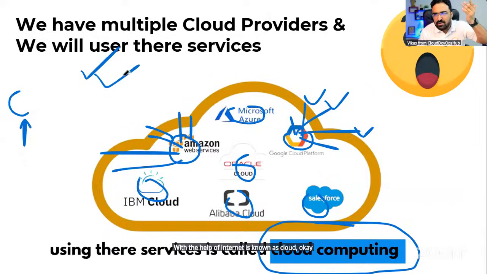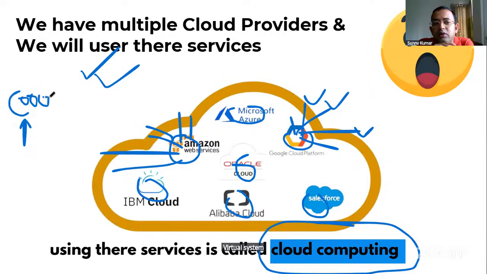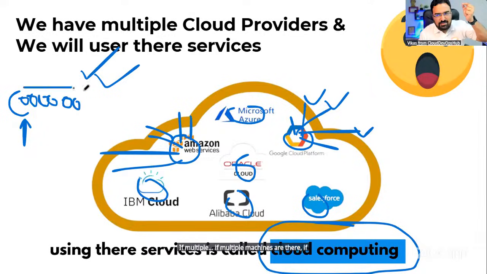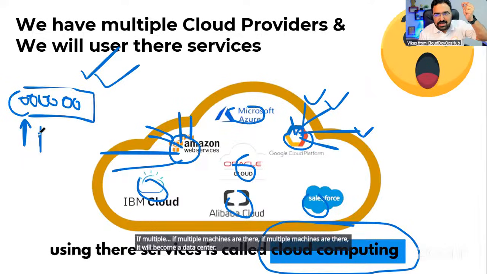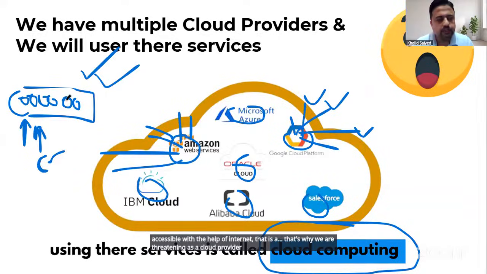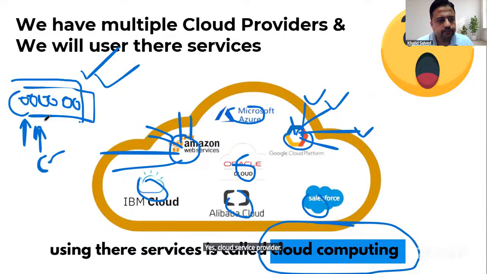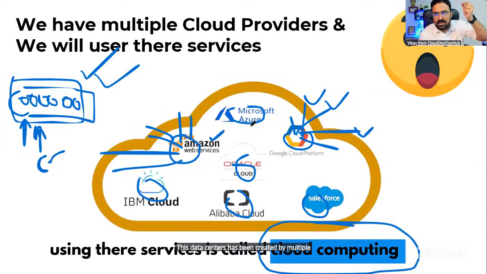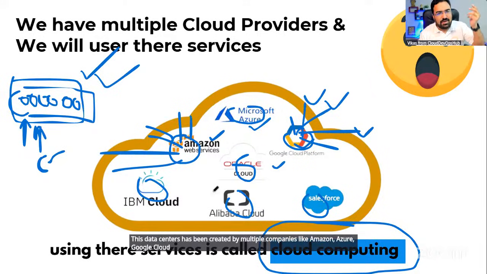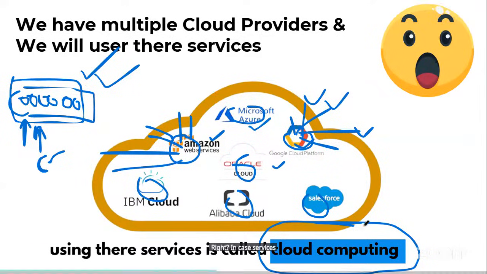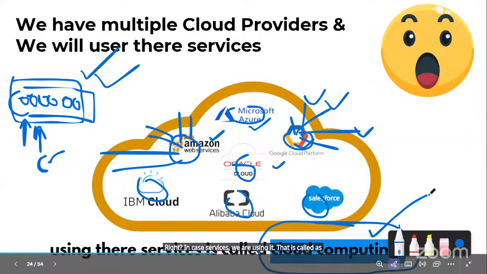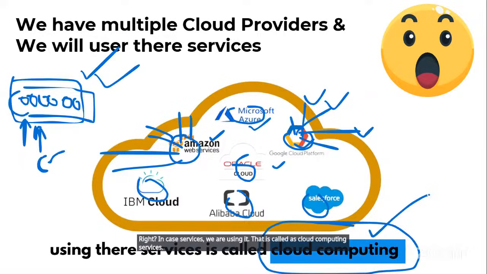Okay. If multiple machines are there, it will become a data center, right? If that data center can be accessible with the help of internet, that's why we are treating it as a cloud provider, correct? And this data centers have been created by multiple companies like Amazon, Azure, Google Cloud, Oracle, IBM, and so many others, right? और जब हम इनकी services use करते हैं, that is called cloud computing services. 100% समझ में आ रहा है? Yes, no? Very basic.